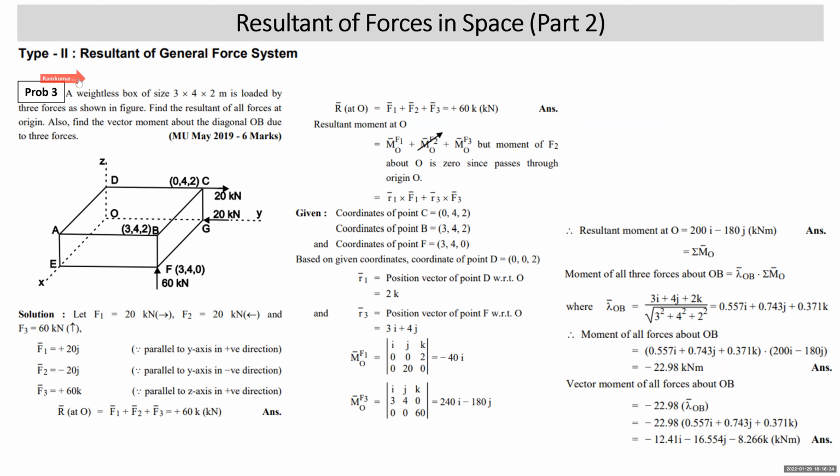He's asking the resultant of all the forces at origin. That means you have to find the resultant of the given general force system at O. That means you have to find not only the resultant force, you have to also find the resultant moment. Don't think that since it says find the resultant, you'll find only the resultant force. That is incomplete. Resultant of a general force system has 2 components, resultant force and resultant moment.